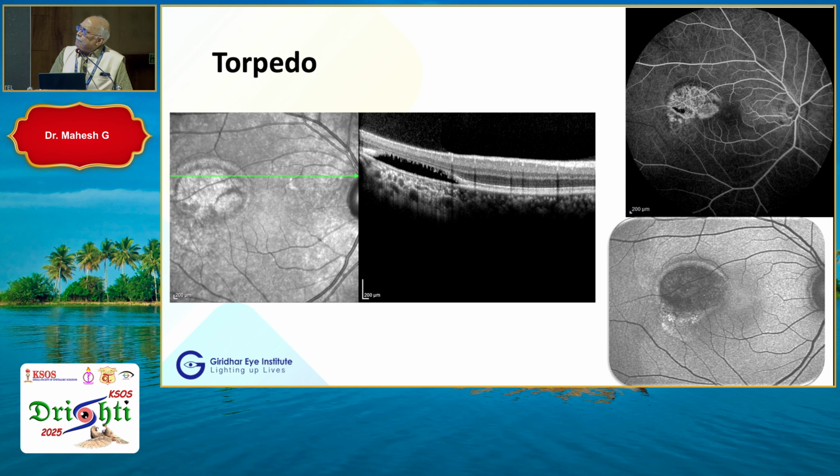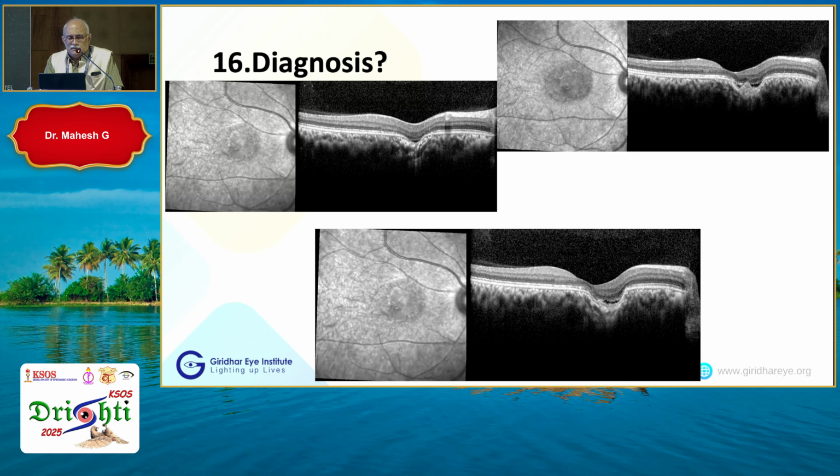Okay, torpedo. Some people have mistaken it for choroiditis, a healed choroiditis patch. So the clue is there is no retinal thinning or thickening. That is why it is usually seen temporal to the fovea. Biju Raju has reported double torpedo, more than one torpedo, in these cases.